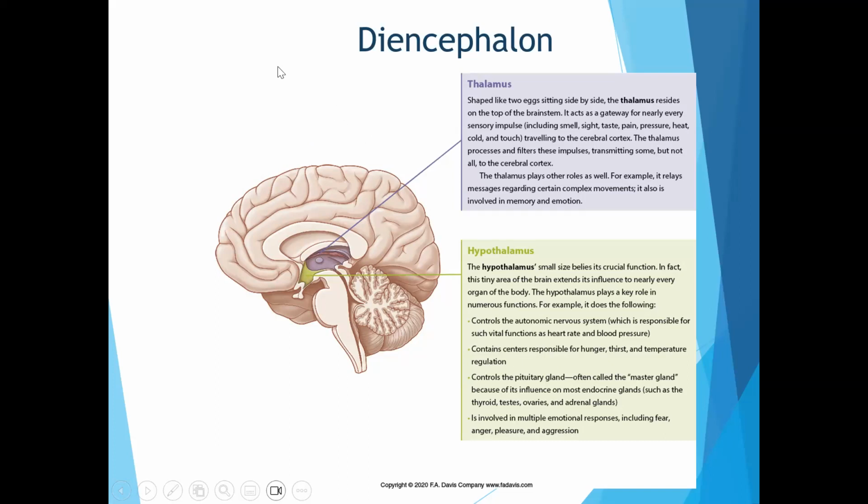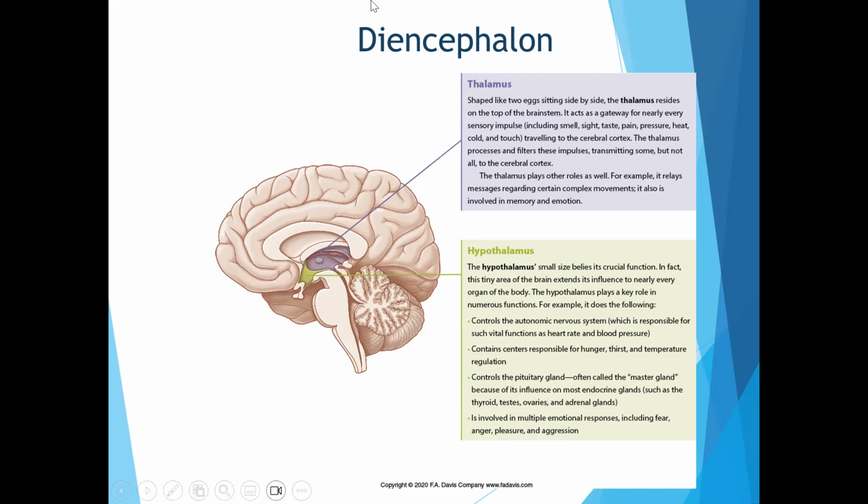We also have the hypothalamus in this area. This is a little bit smaller, but it's also very crucial in our sensory system. And it extends to every single organ in the body. We'll get into the autonomic nervous system a little bit farther. That's our visceral nervous system, what goes to our organs. And the hypothalamus has a very large role in what happens in that system.